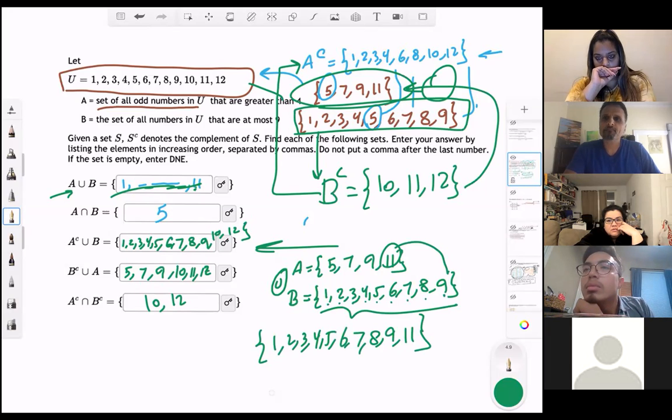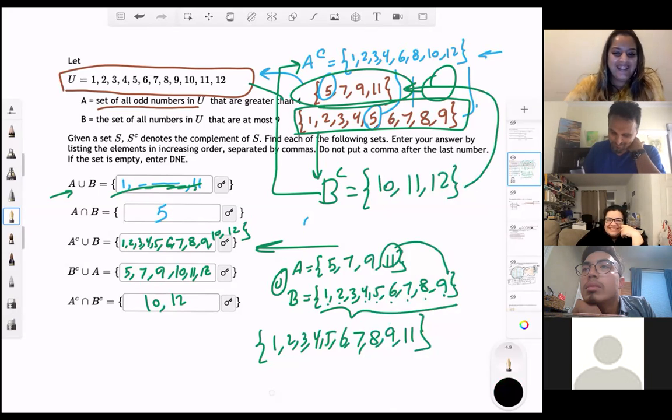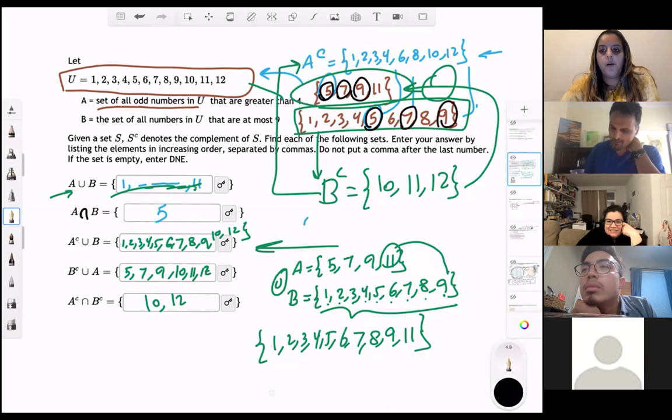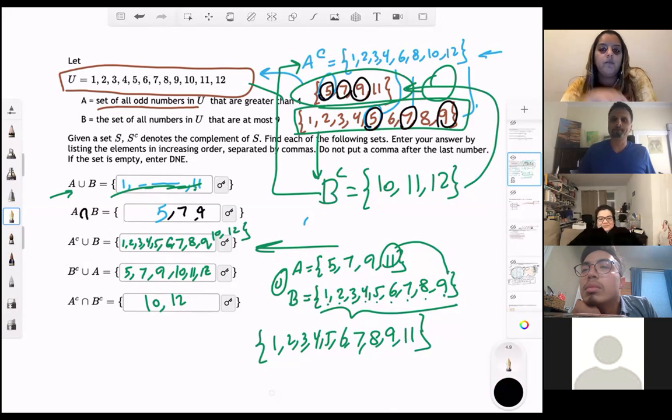Who said 5? Yes, it was me. The intersection will be 5. We have 5 here. We have 7 here, and also 9, they're sharing. So there could be multiple. It's not just the first number. It's whatever they are sharing. Oh, okay.